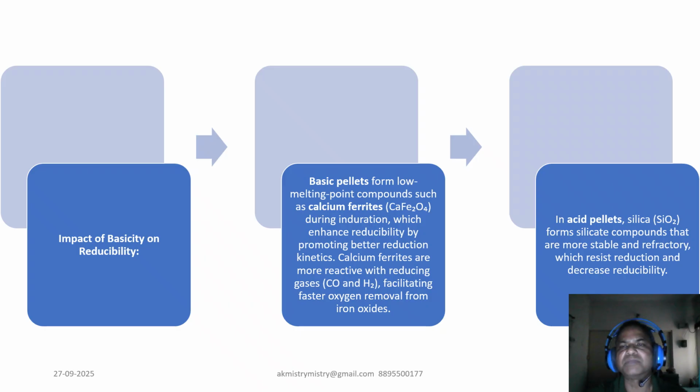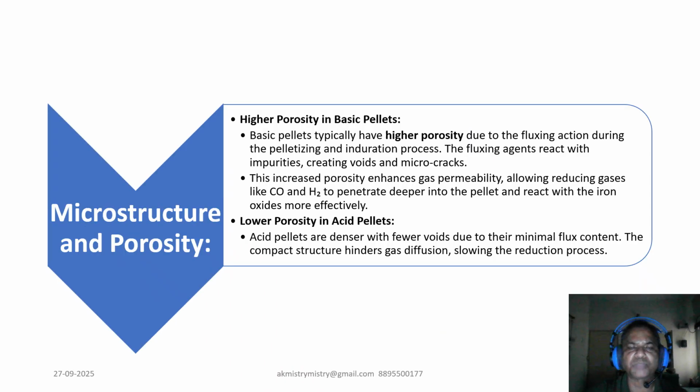And in the softening melting zone of the blast furnace, basic pellets perform better. The flux within them also reduces the viscosity of the slag, which in turn enhances reducibility. And now coming to slag viscosity and experimental observation, acid pellets that lack fluxing agent contribute to a higher viscosity slag, and this can hinder reduction kinetics within the blast furnace.